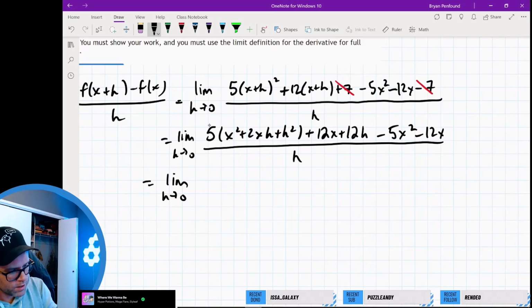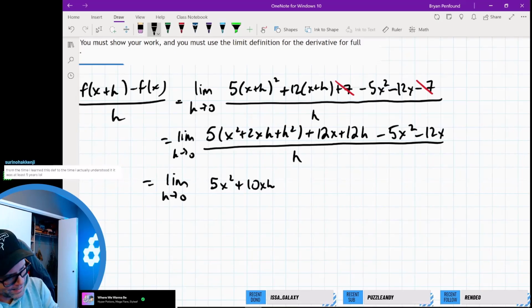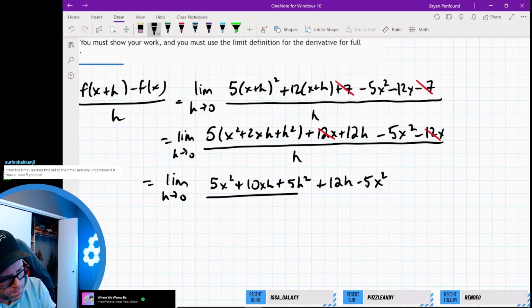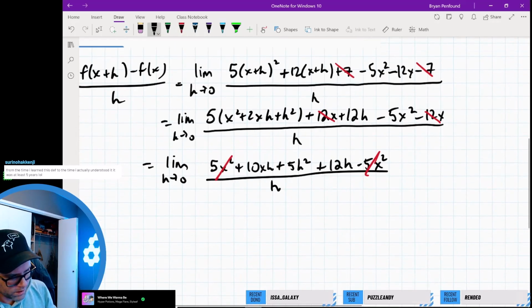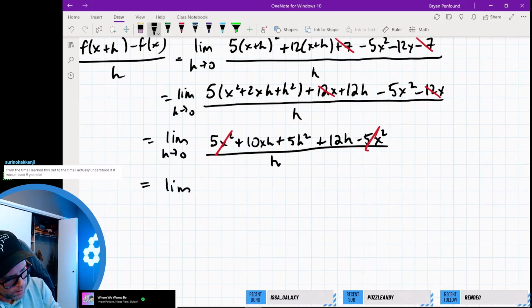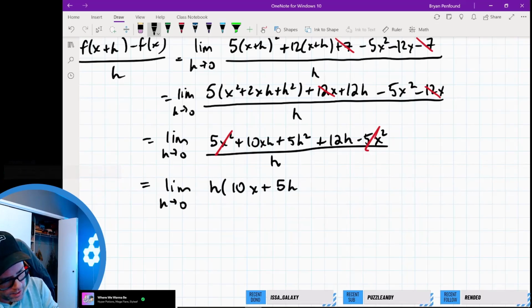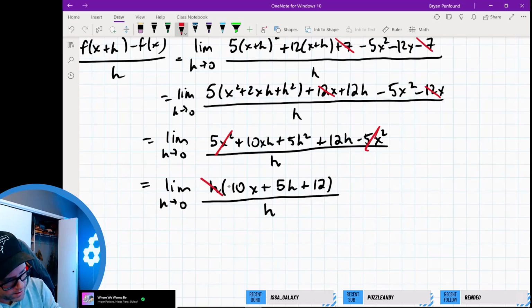Next step is to distribute this 5 through the brackets. So that'll give us 5x squared plus 10xh plus 5h squared. We can do another cancellation with these 12x's to get 0. That's going to leave us with 12h minus 5x squared. And then if we've done everything correctly, this last term that does not have an h in it will cancel as well. So now we should be able to factor out an h, so we have 10x plus 5h plus 12 over h. Now we can divide this out to get 1.